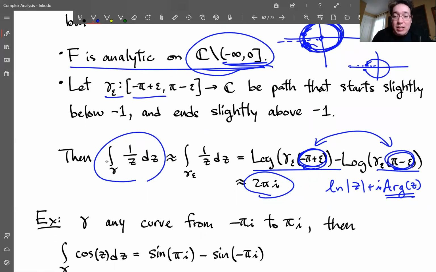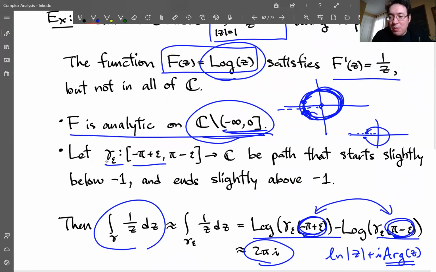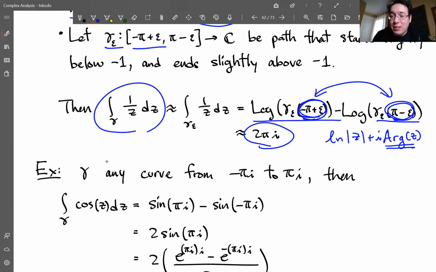So a primitive kind of exists, but it doesn't exist on the entire domain that contains the entire path gamma. Okay, so this is a very important example to keep in mind as we move forward. We'll come back to this as well.